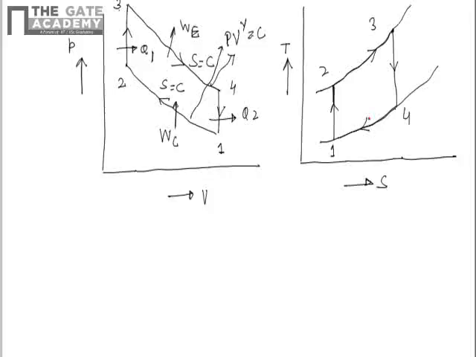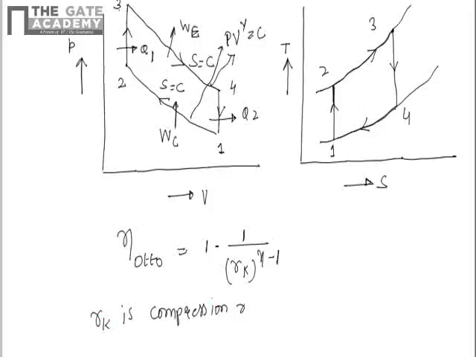Now I will directly write the formula for the efficiency of the Otto cycle. It will be 1 minus 1 upon Rk to the power gamma minus 1, where Rk is the compression ratio. I am again repeating: 1 minus 1 upon Rk to the power gamma minus 1, where Rk is the compression ratio.